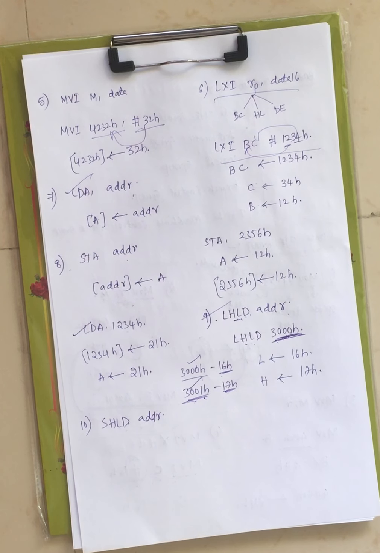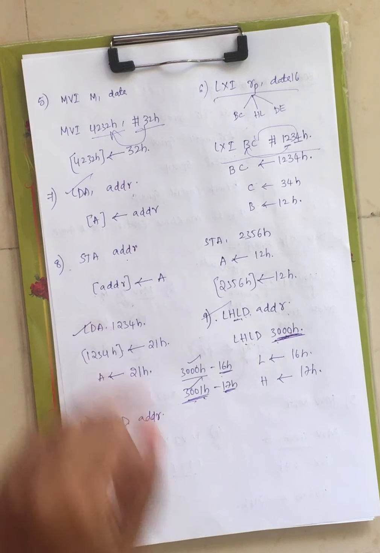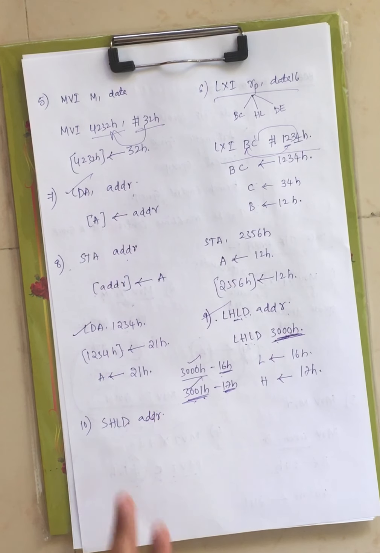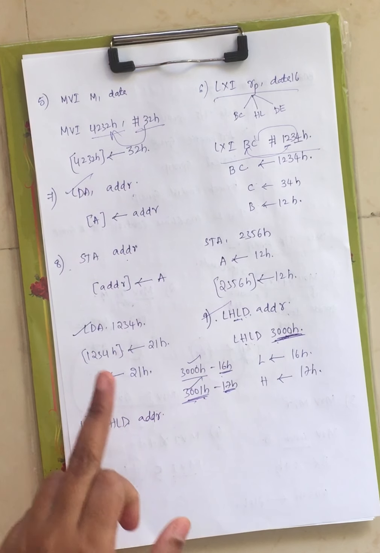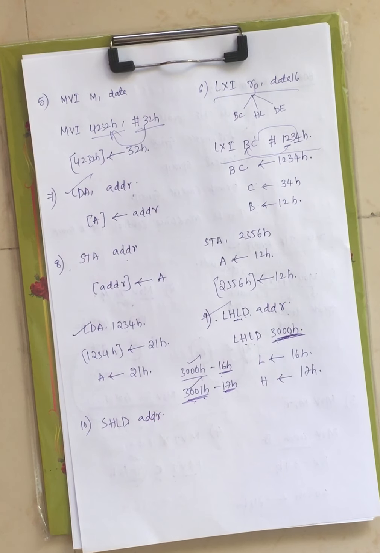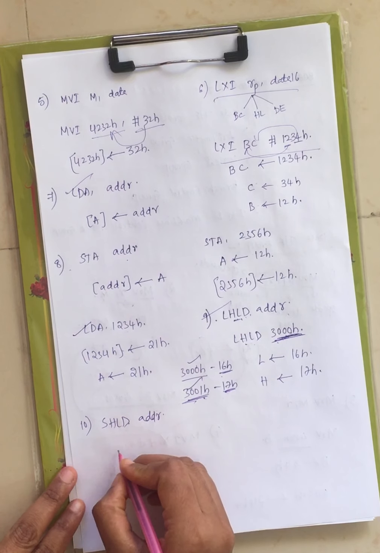And the next instruction we have is SHLD address, right? SHLD address. Just reverse. What is STA? Store accumulator contents into the address, right? Now here in store accumulator we have the accumulator, but here we have the HL register pair, right? Store HL register pair contents to the address, right?